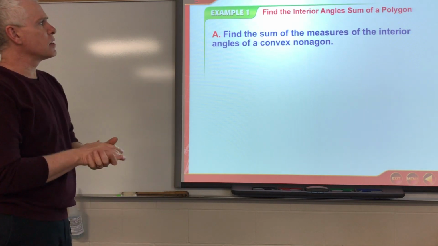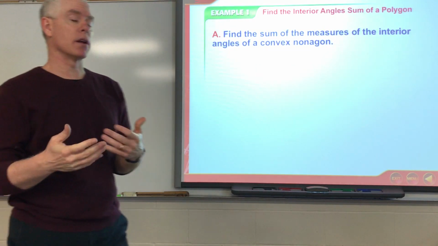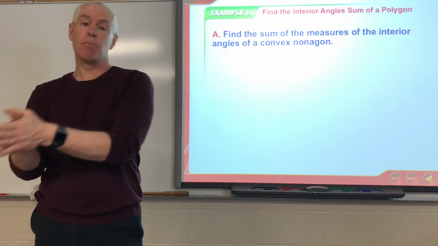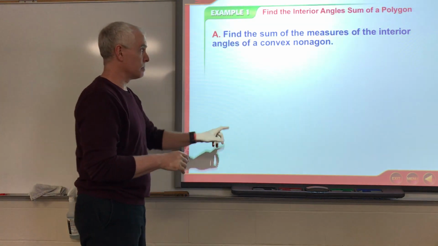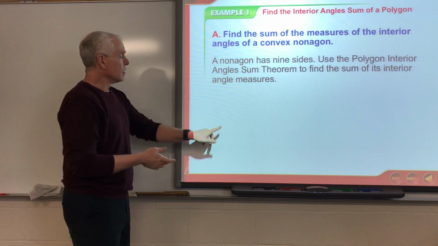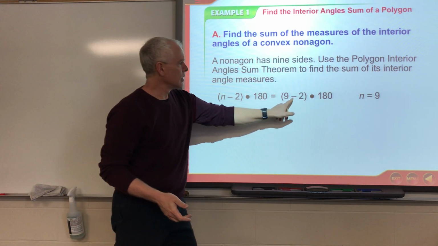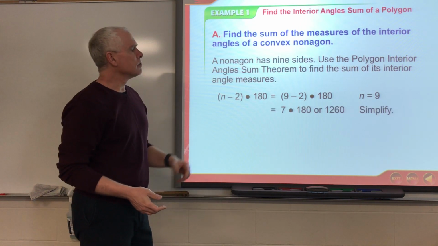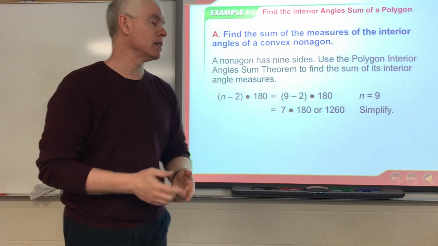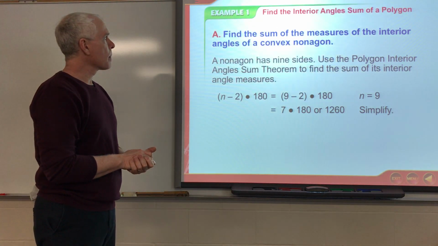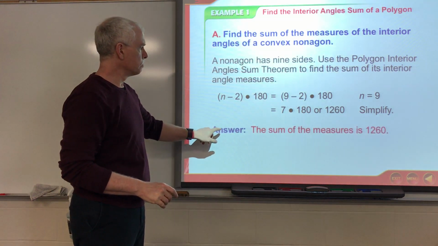So we want to find the sum of the measures of the interior angles of a convex nonagon. Well, the first thing we need to do, our formula involves the number of sides, n minus 2 times 180. So nonagon, if you remember, is 9 sides. So taking that into account and using our formula, I can replace n with 9. 9 minus 2 times 180. 9 minus 2, of course, is 7 times 180 is 1260. So if I add up all of the interior angles of a convex nonagon, I'm going to get 1260 degrees.